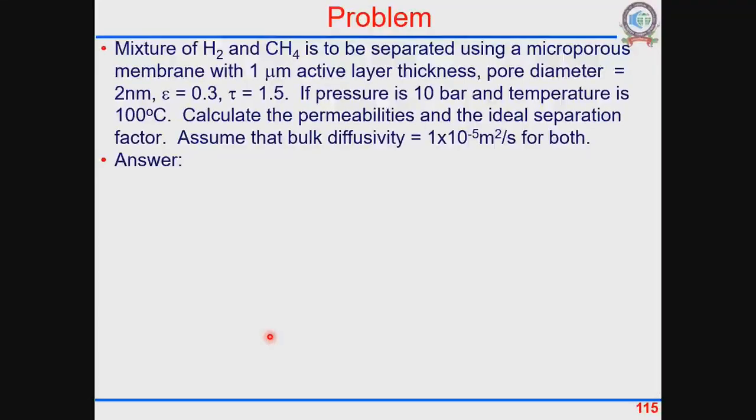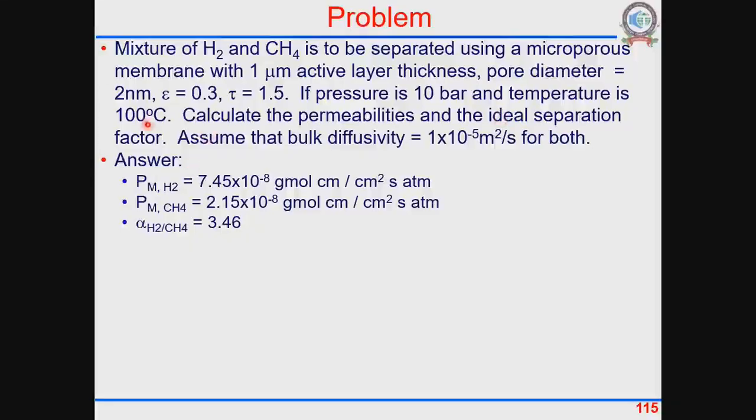Let's take a simple problem for ideal separation. Let's say H2 and CH4 is to be separated using a microporous membrane with 1 micron active layer thickness, pore diameter 2 nanometer, epsilon 0.3, tortuosity tau 1.5. If pressure is 10 bar, temperature is 100 degrees centigrade. I would like you to calculate the permeability and ideal separation factor. Now this is a porous membrane, so not solution diffusion. So remember Knudsen diffusion that we had calculated. So based on those principles, I would like you to calculate the ideal separation factor. Solve the problem yourself before going forward. Stop the video.